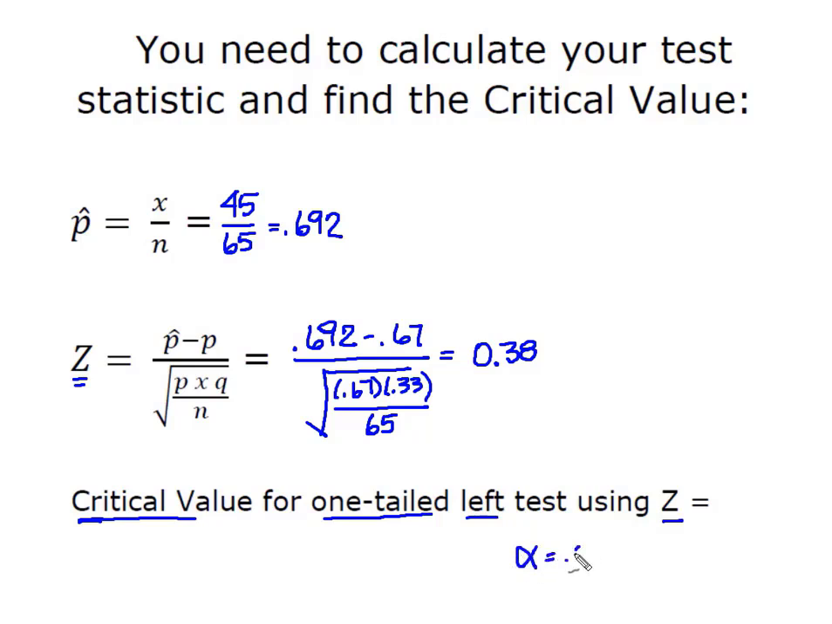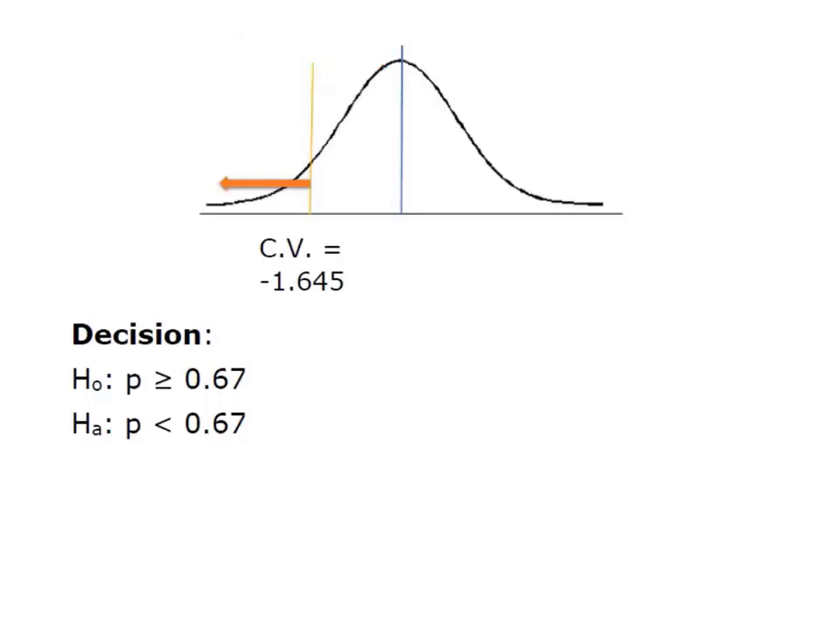So now I need a critical value for a one-tailed left test using z, where my alpha is equal to 0.05. And we know that that is a standard value of z equal to 1.645, but because I'm running a one-tailed left test, that critical value has to be negative. So here I am with my curve. I've identified my critical value, that negative 1.645 here, and we know that if we were to get a calculated test statistic more extreme than our critical value, that our decision would be to reject HO.